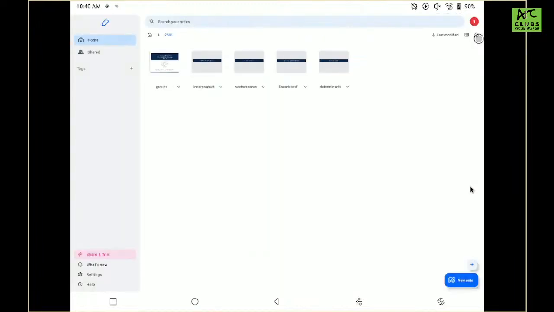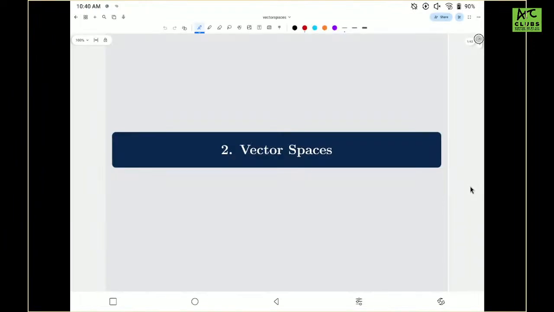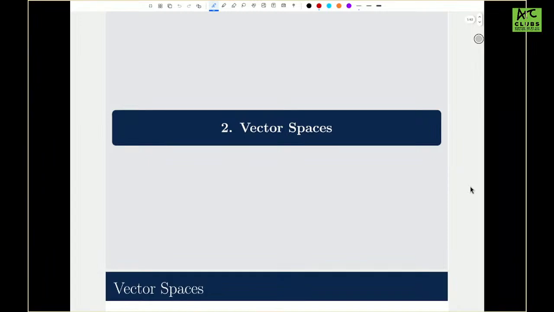So after groups we have vector spaces. Might just chill for a second and then we'll hop into it. Okay, vector space time.